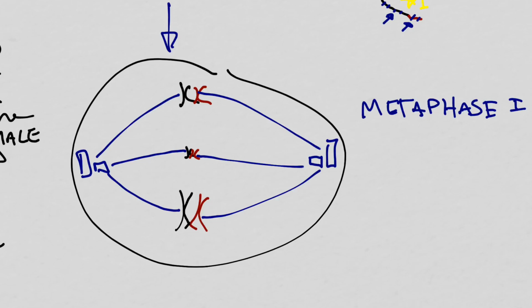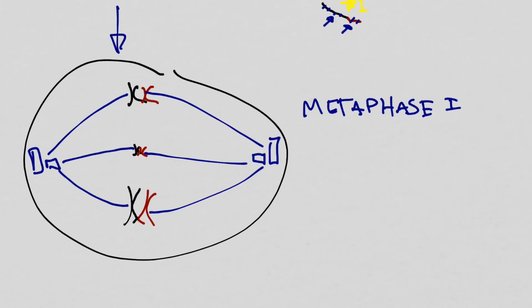there's another spot where a lot of recombination happens right here. A lot of recombination happens right here. And this is a spot in meiosis where what's called independent assortment happens.